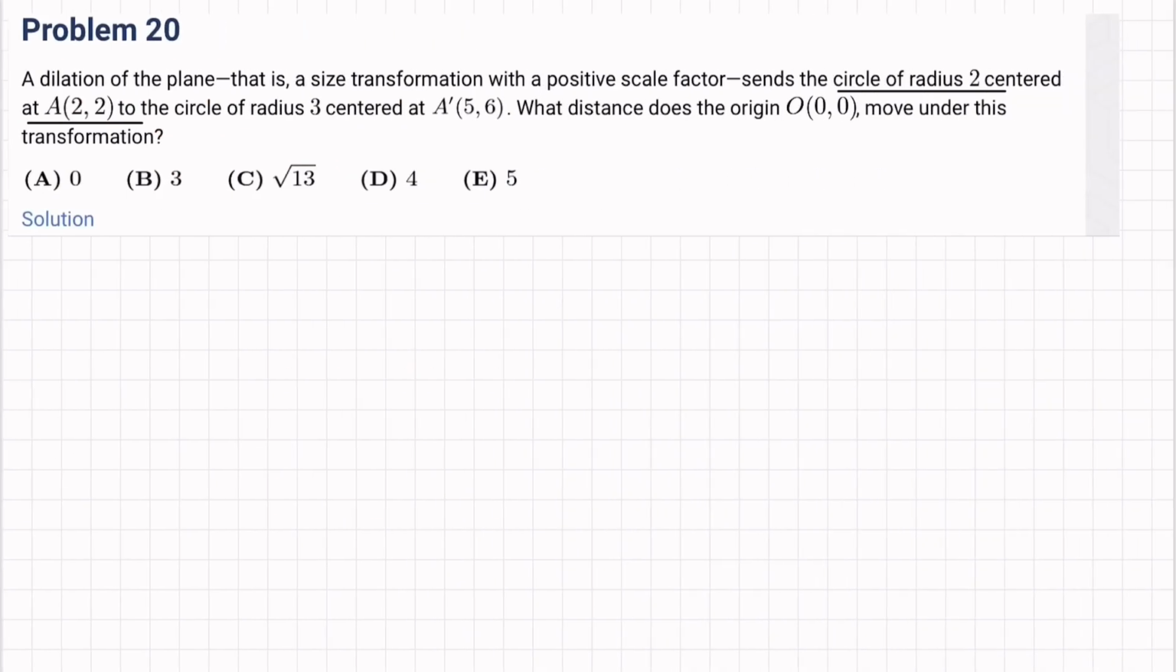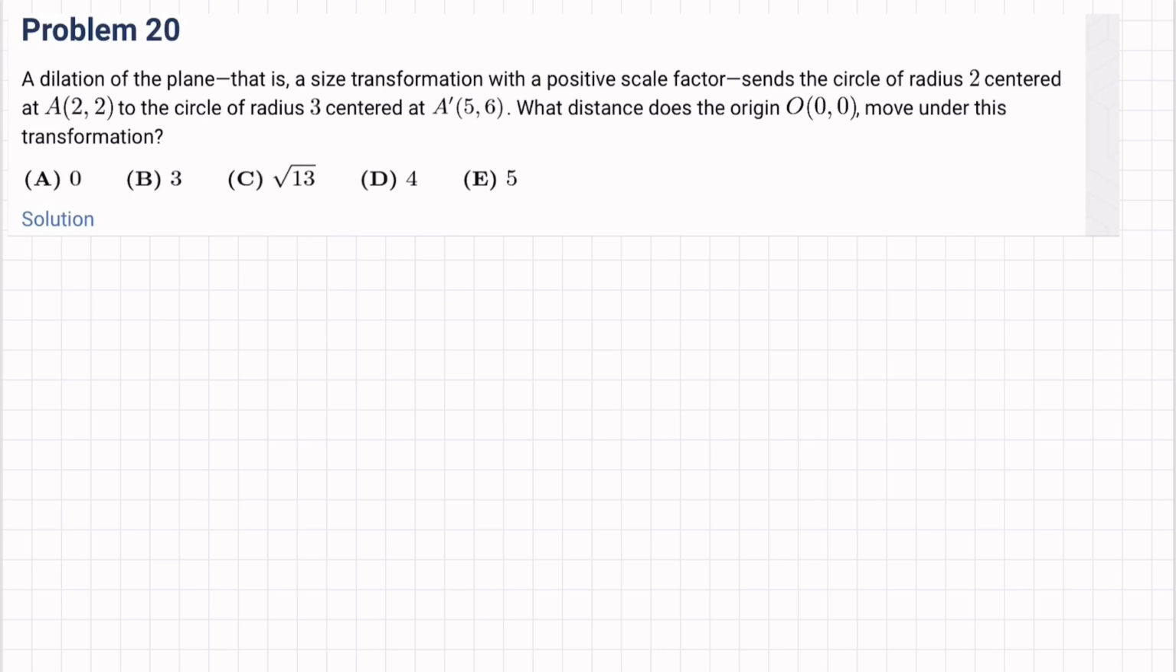Number 20, a dilation of the plane that is a size transformation with a positive scale factor, takes the circle of radius 2 centered at A (2, 2) to the circle of radius 3 centered at A prime (5, 6). What distance does the origin (0, 0) move under this transformation?